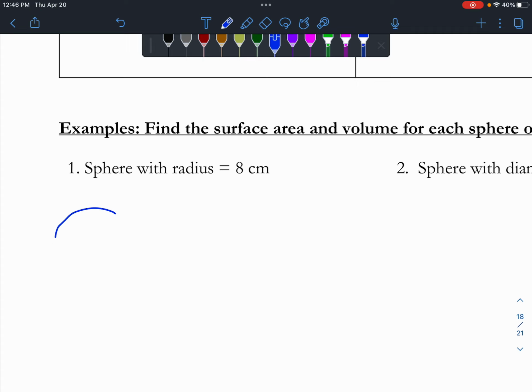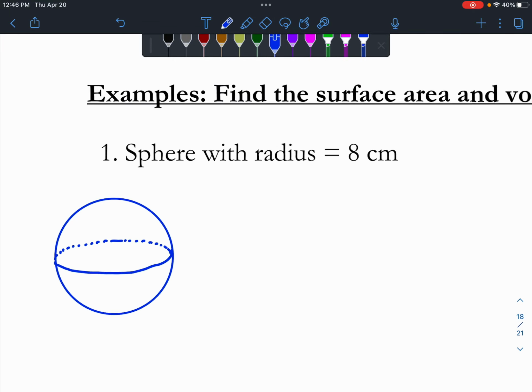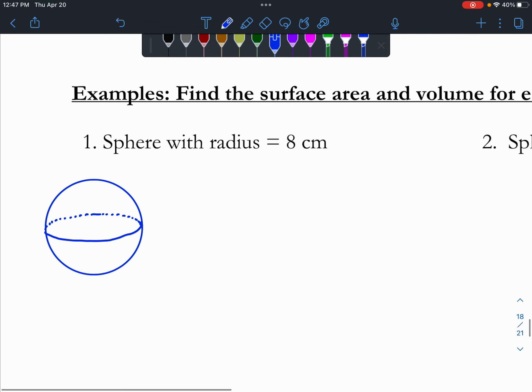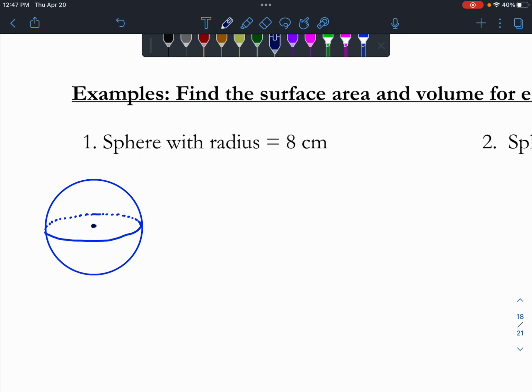I tend to start with a circle, and with Notability, they can give you that nice looking hopeful circle. There we go. And then you just kind of draw another oval style ring around the middle. Just keep in mind that you technically can't see the back side of this, so we use some dotted lines to get that. That's about the best you can do with a sphere. I'm not grading you guys on your ability to draw these, just your ability to do the math. But they did give us that the radius of this was going to be 8 centimeters.